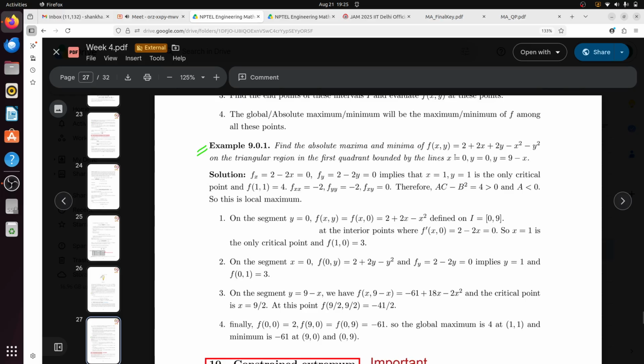Because this is a triangle, your boundary points will be 0 comma 0, 0 comma 9, 9 comma 0. So you need to calculate on the entire bounded region. Therefore you first calculate within the interior, you calculate on the lines, and then on the points, the values on the points, and from them you tell about the global maxima and minima of the function.